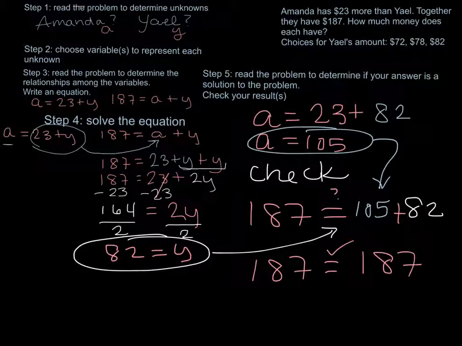Once I take this equation and plug in the parts down here, so 187 equals Amanda's 105, Yael's 82, I'm going to add these two together and determine whether this side is equal to that side. It's true that 187 equals 187, so our solution is that Amanda has $105 and Yael has $82. And don't forget the units.